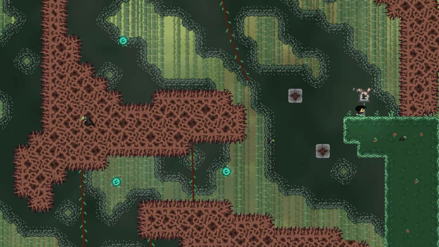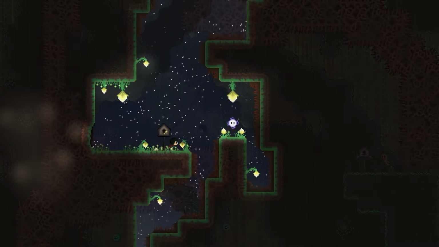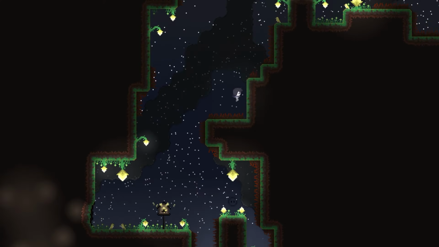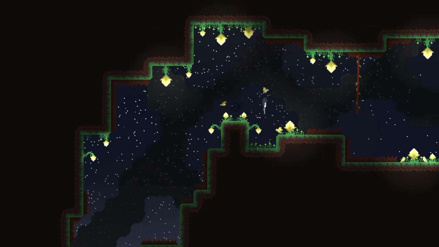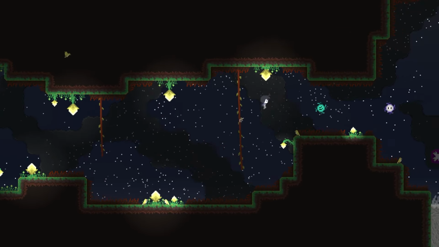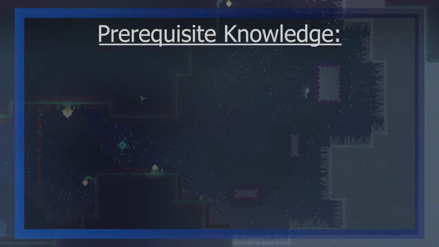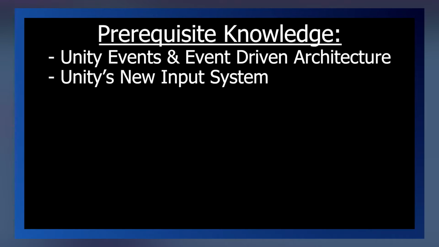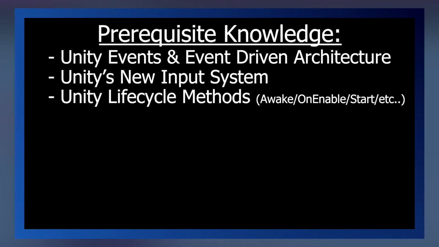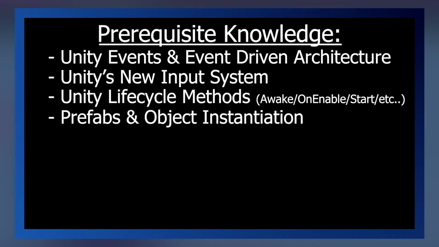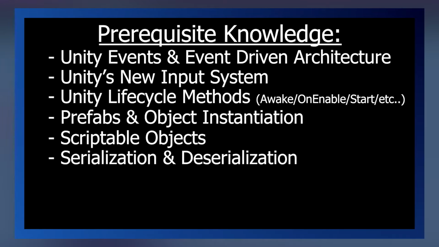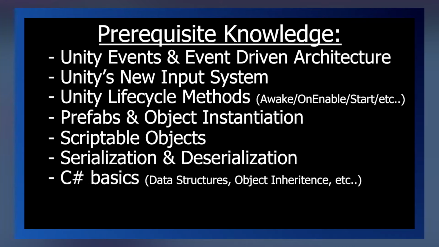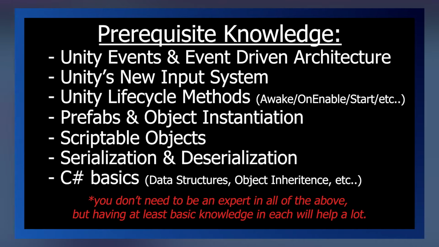But before we get into how all of this is going to work, I wanted to give a quick disclaimer on a couple of things. First, I would consider the system we're going to build to be a fairly intermediate level system simply because of all of the tools and techniques that are going to go into it. I won't be covering topics in this video like Unity events and event-driven architecture, Unity's new input system, Unity lifecycle methods, prefabs and object instantiation, scriptable objects, serialization and deserialization, and C# basics like data structures and object inheritance, all of which are going to be important to understand if you want to get the most out of the system that we're going to create.